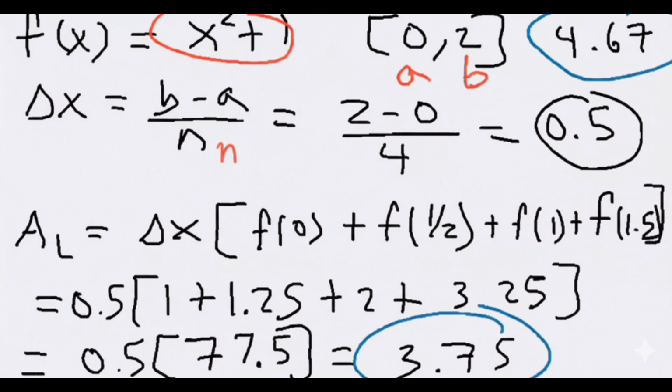Now, f of 0 means anywhere you see x in the function, you are going to put 0. F of 1 over 2 means anywhere you see x, you are going to put 1 over 2. F of 1 means anywhere you see x, you are going to put 1. And the last one, anywhere you see x, you are going to put 1.5.